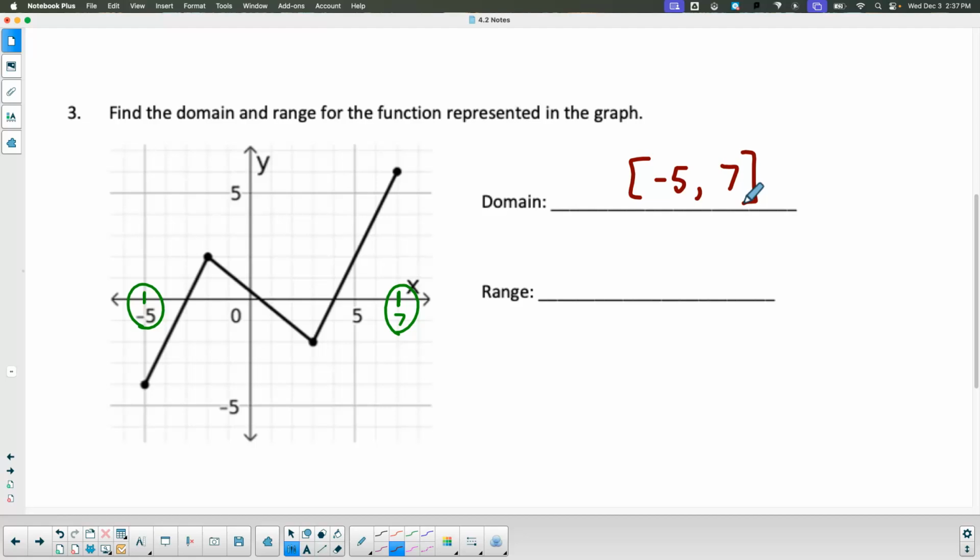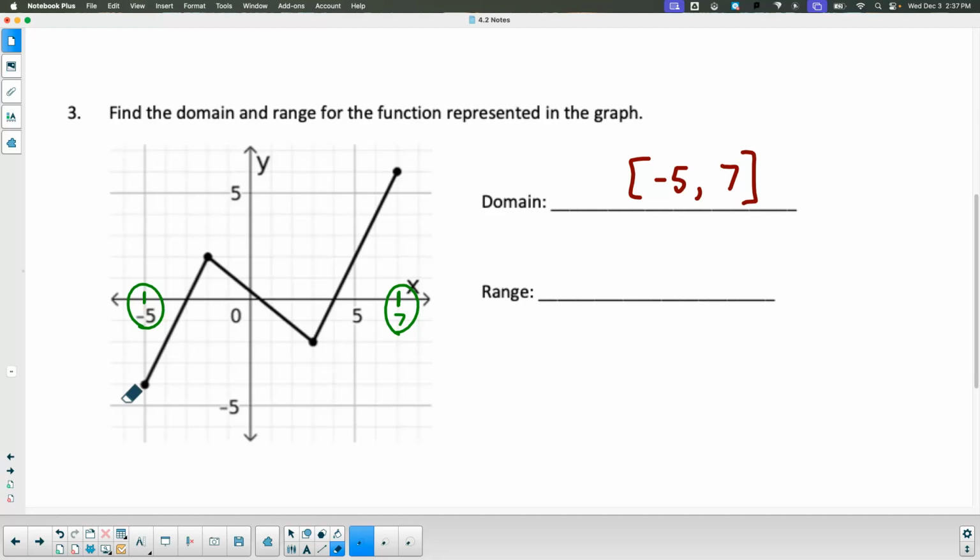Wait, so why would it be that? Was it always going to be bracketed? If it was just one of those, an open dot, then it wouldn't have been a bracket. It would have been a parentheses. Yeah. But because it was a filled in dot, it's a bracket.